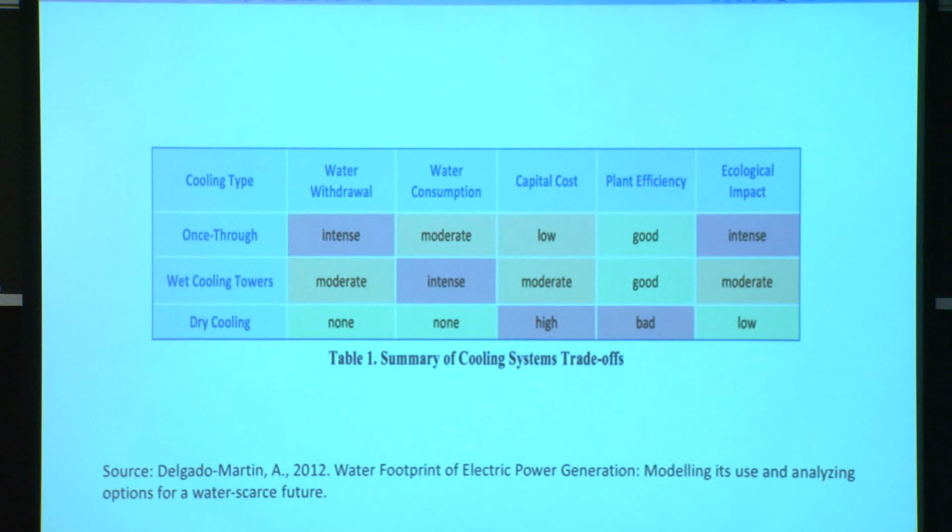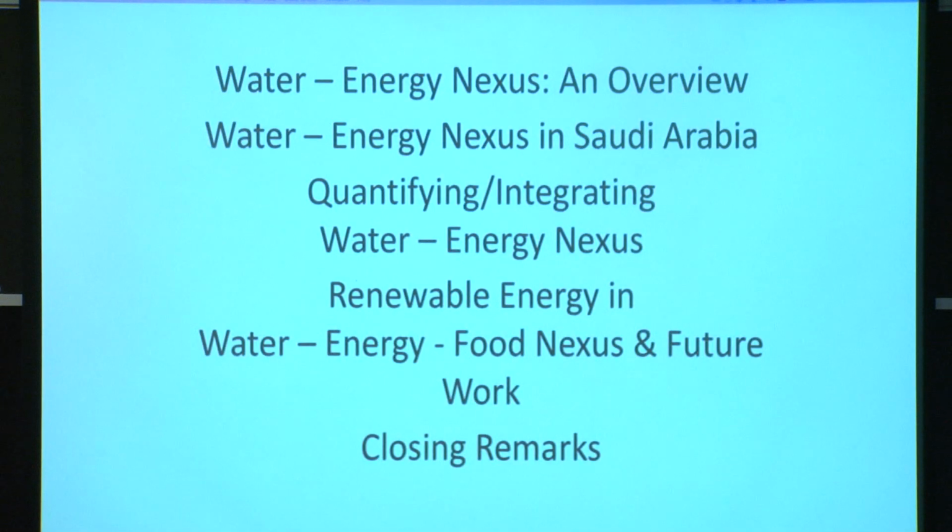And here is a comparison between the 3 types of cooling, in terms of their water withdrawal, water consumption, plant efficiency, and capital cost. Although dry cooling doesn't rely on water completely, the capital cost is quite high, and it's not very efficient. So the once-through cooling, compared to the wet cooling towers or the evaporative cooling, shows that perhaps the evaporative cooling is the most suitable type of cooling for power plants in Saudi Arabia.